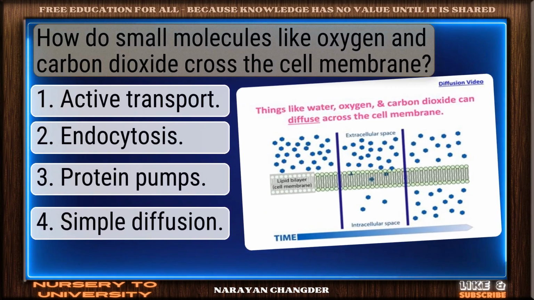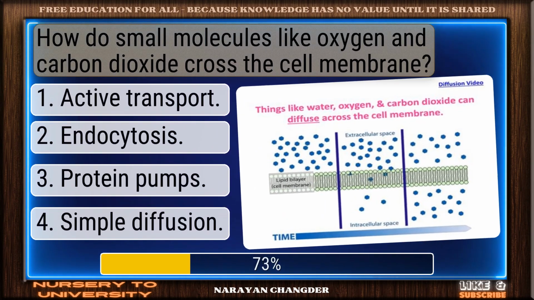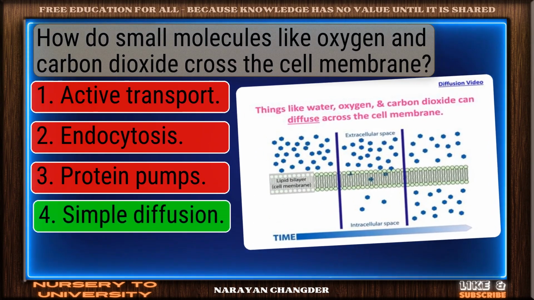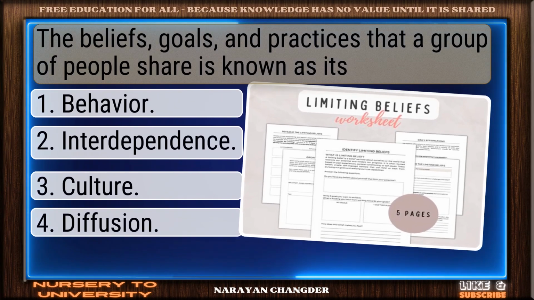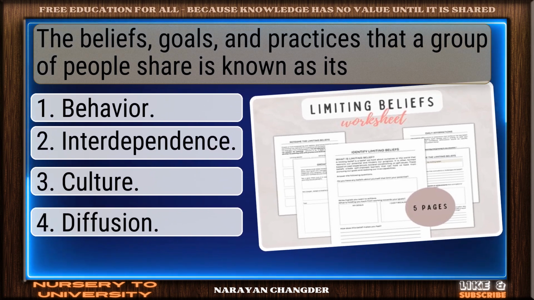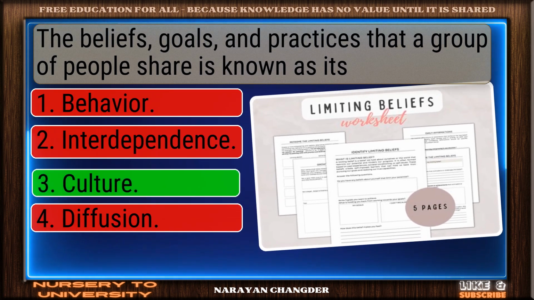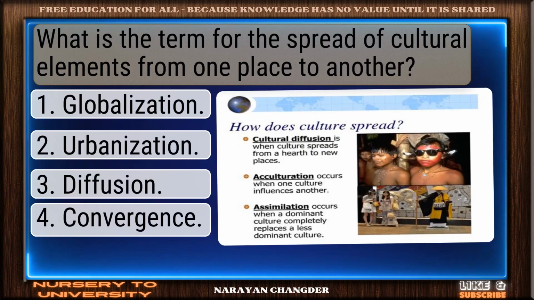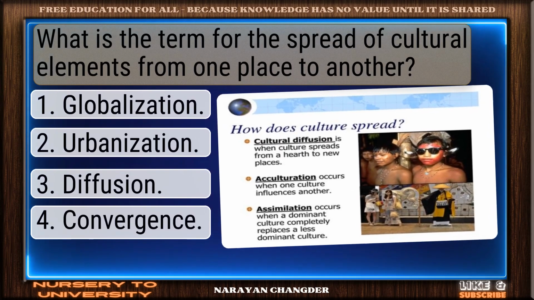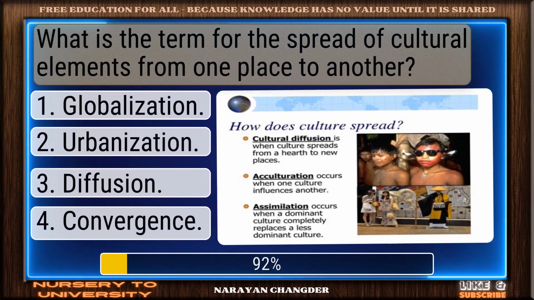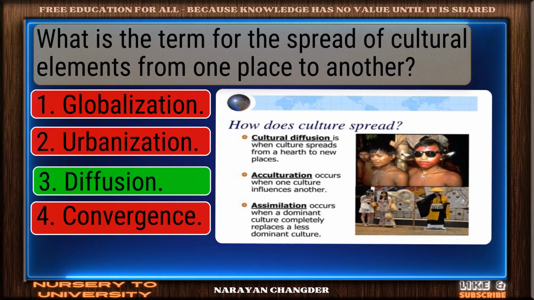How do small molecules like oxygen and carbon dioxide cross the cell membrane? Valid point. Simple diffusion is true. The beliefs, goals, and practices that a group of people share is known as its. On track. Culture is the correct answer. What is the term for the spread of cultural elements from one place to another? Well reasoned. Diffusion is the correct choice.